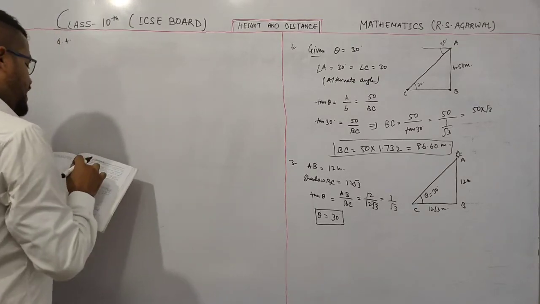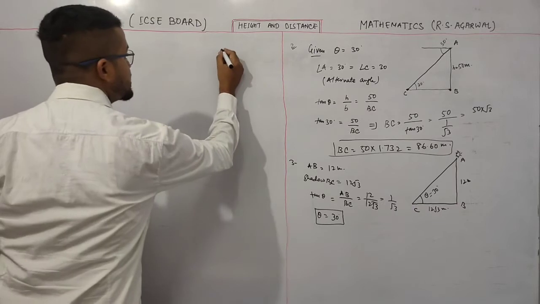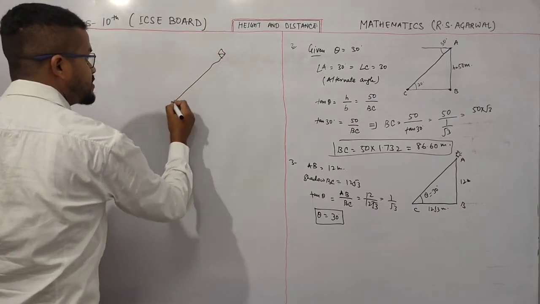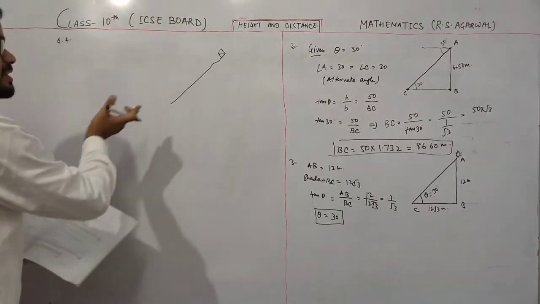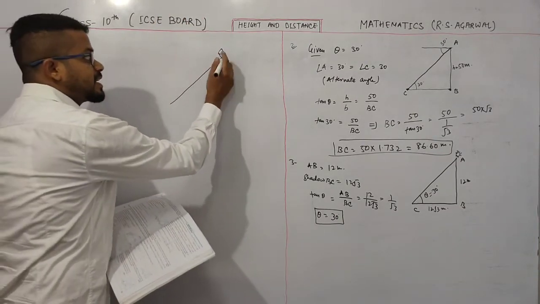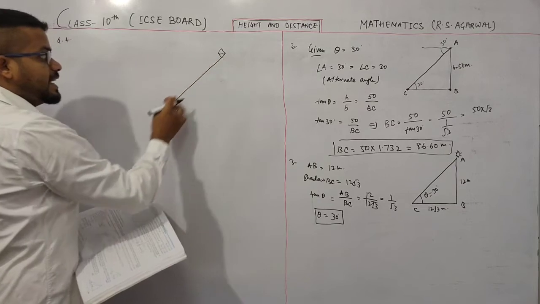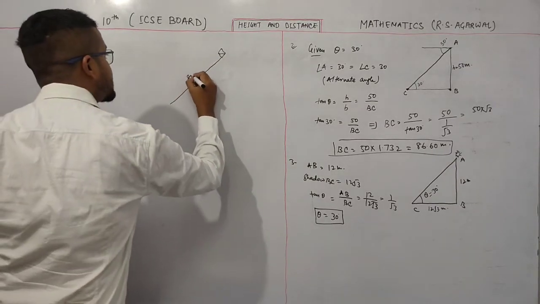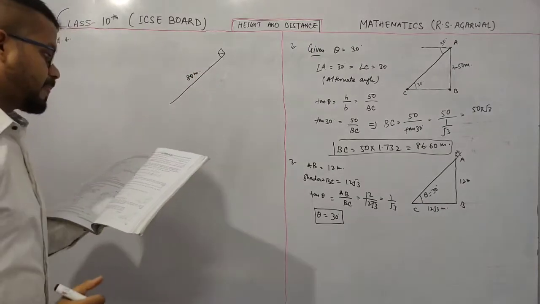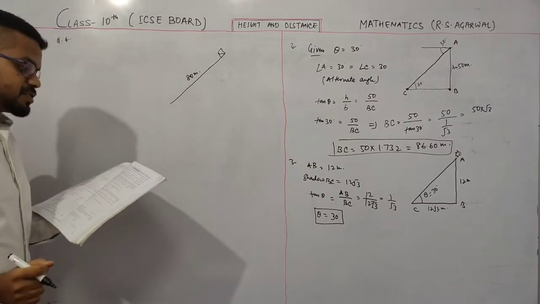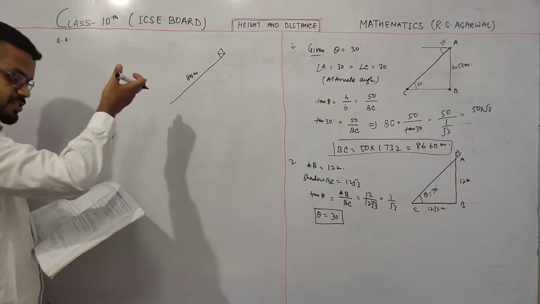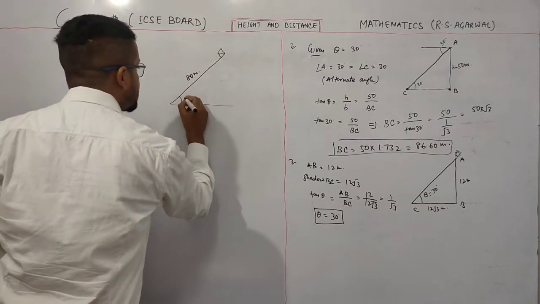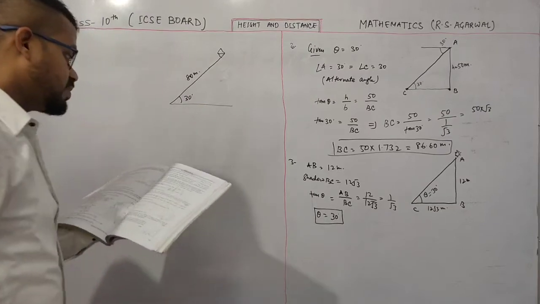A kite is flying with a thread. This is the kite flying with a thread. Thread is always in this direction. This is the kite and this is the thread, which is 80 meter long. If the thread is assumed stretched straight and makes an angle of 30 degree with the horizontal.